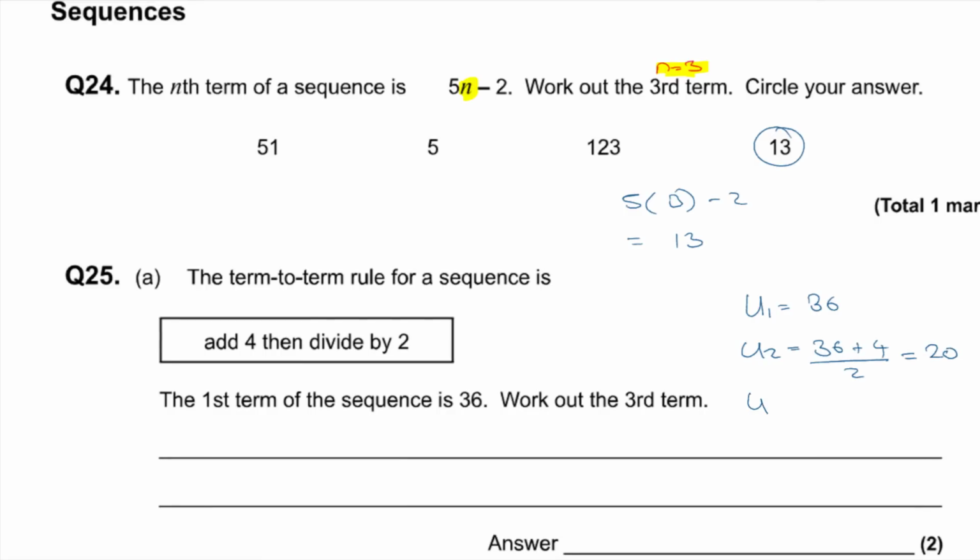And then u3, the third term, is going to be my u2 term, 20. We're going to add 4 to it, and then we're going to divide by 2. So what's 20 plus 4? That's 24. And 24 divided by 2, that's 12. So my third term is going to be 12.